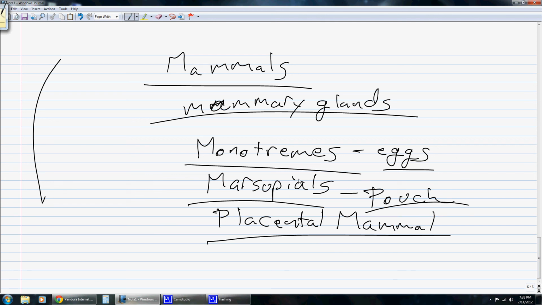The mammals is probably the hardest one to remember. Just work on getting these ones down: the monotremes, the marsupials, and the placental mammals. And you just have to know what makes a difference. Monotremes are eggs, marsupials are pouch. Placental mammals pass nutrients through the placenta.